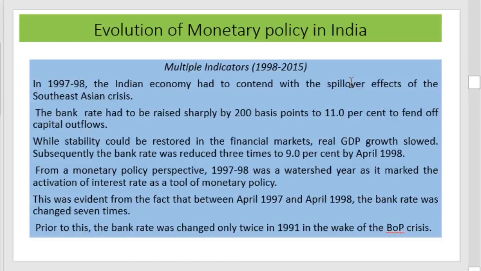of monetary policy. That is, during 97-98, the interest rate was used as a tool for monetary policy. This was evident from the fact that between April 1997 and April 1998, the bank rate was changed 7 times. Prior to this, bank rate was changed only twice in 1991 in the wake of BOP crisis.